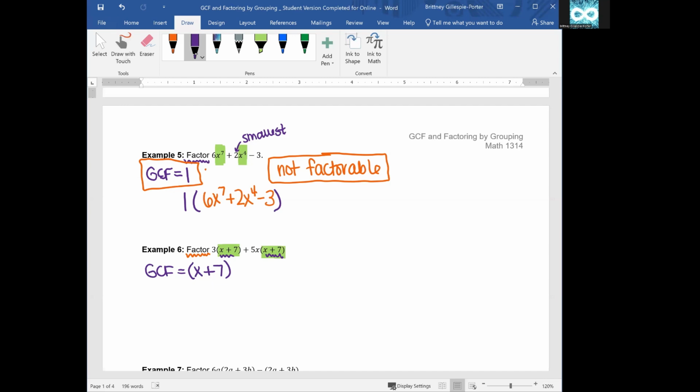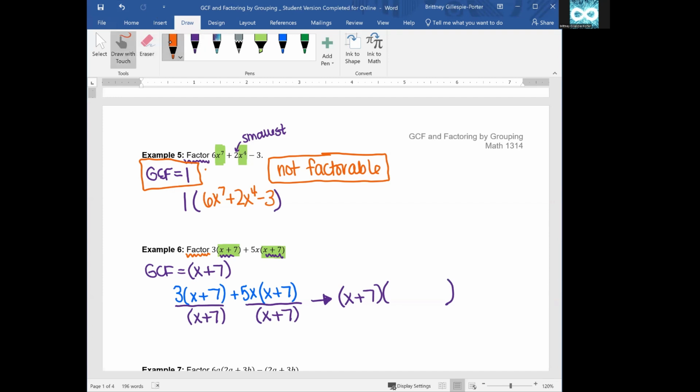And you're like, oh, great. Where's this going from here? Well, we're going to approach it the same way. We're going to take our original, which was the 3 times x plus 7, plus 5x times x plus 7. We're going to divide each of these terms by x plus 7. So if we're dividing both of these by x plus 7 as our GCF, we're going to have x plus 7 out front and open up a new parenthesis, just like we did in our previous examples.